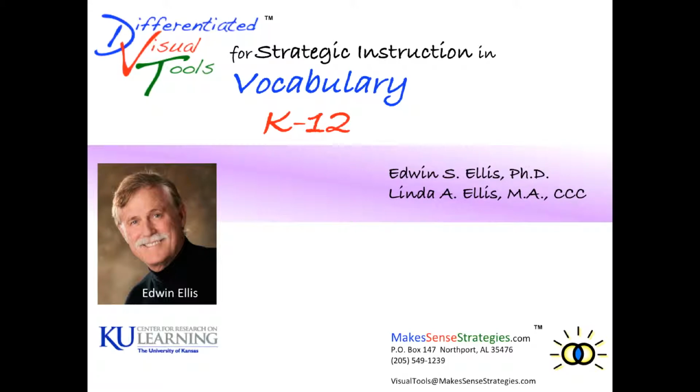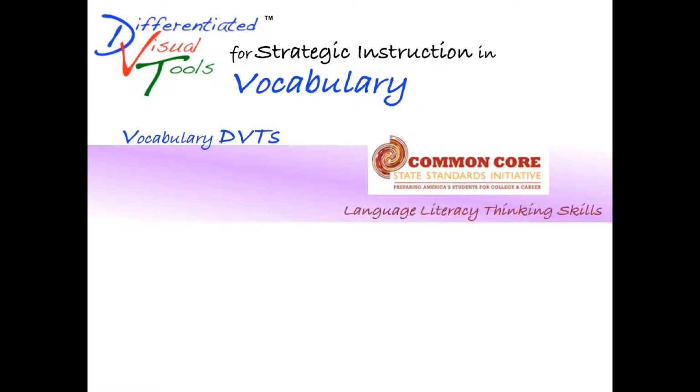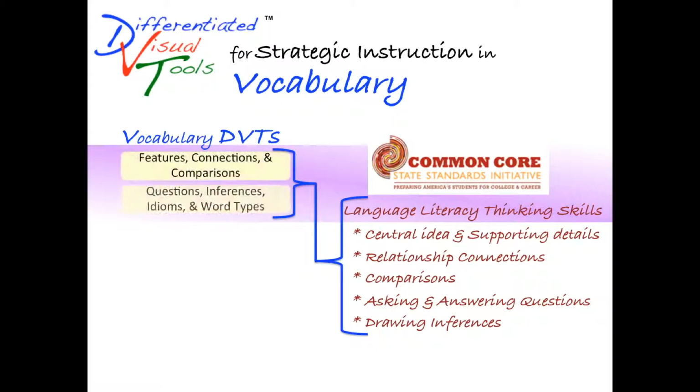These are K-12 resources. What you'll find in this program is a series of vocabulary differentiated visual tools, or what we call DVTs. These are designed around some of the core language literacy thinking skills associated with the Common Core standards. For example, we've designed visuals that really target identifying the central idea and supporting details of vocabulary definitions, making relationship connections like how this term is related to another term, as well as background knowledge connections, making comparisons, asking and answering questions, and drawing inferences. So what we've done is we've taken these core language literacy skills and embedded them into the vocabulary DVTs.